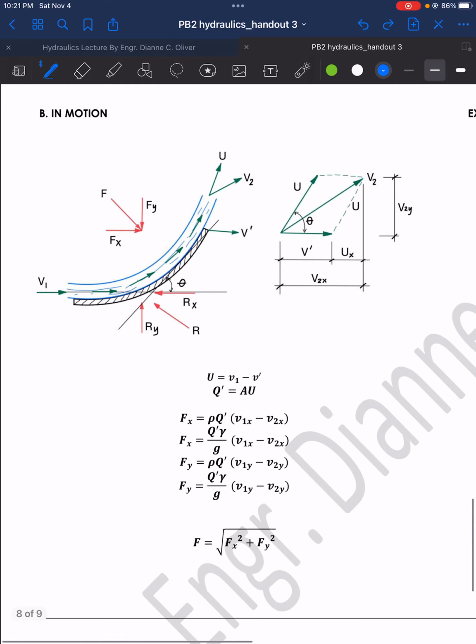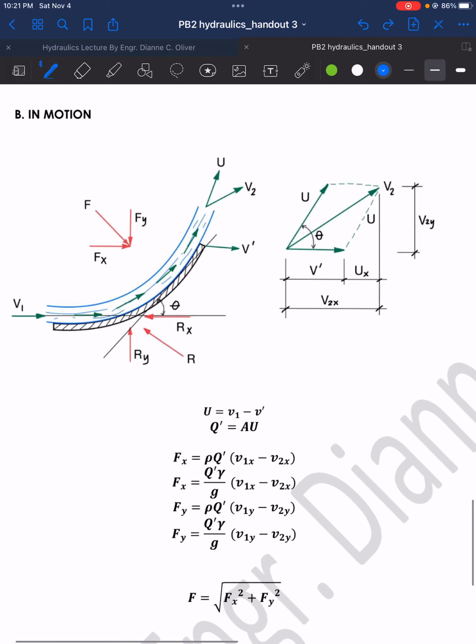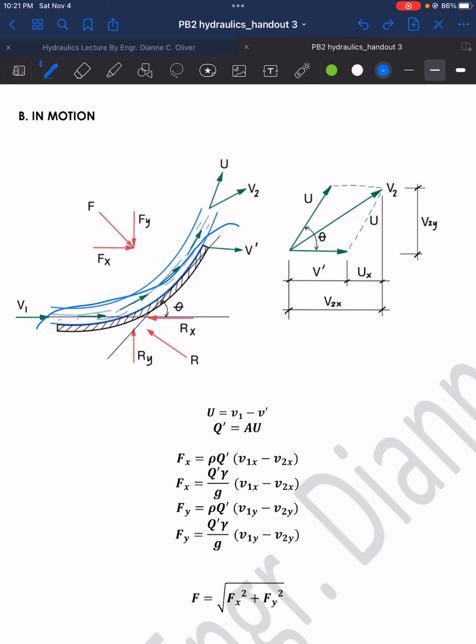Let's go to case number 2, when the plate or the vane is in motion. So this bended plate or vane is in motion. Therefore, we cannot assume that V1 is equal to V2, so there will be a different value for the final velocity. This V2 is described as the absolute velocity of the jet as it leaves the vane. So how do we determine that?